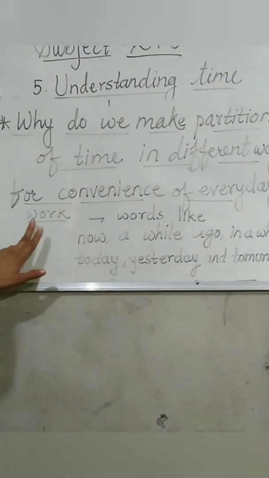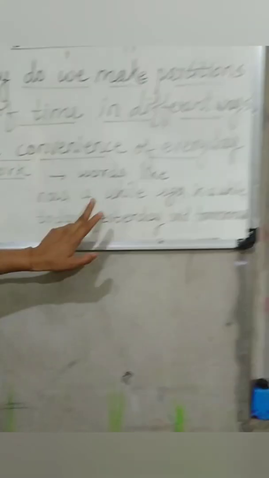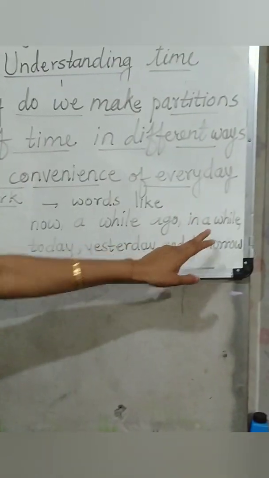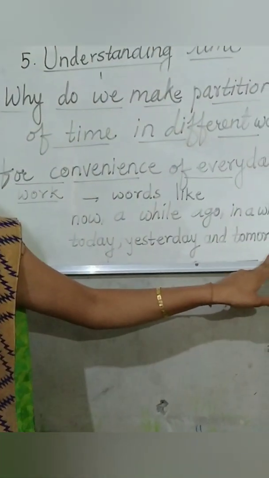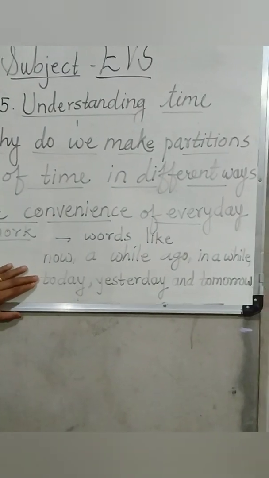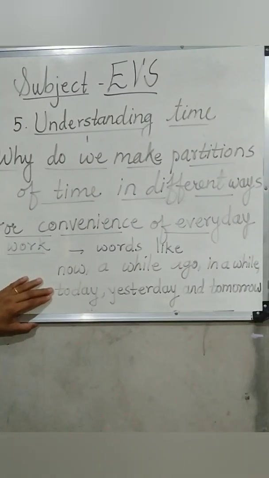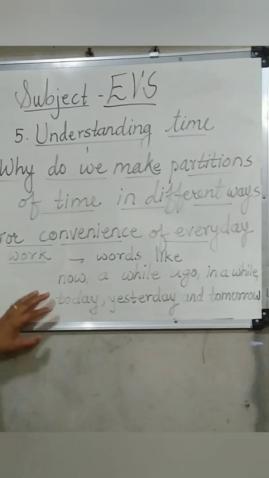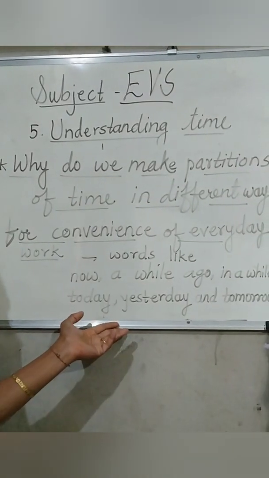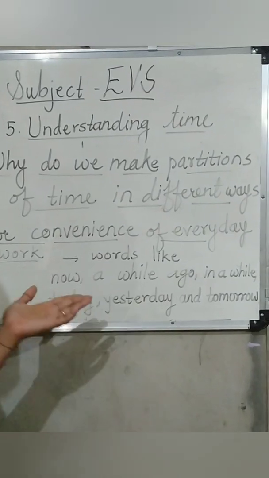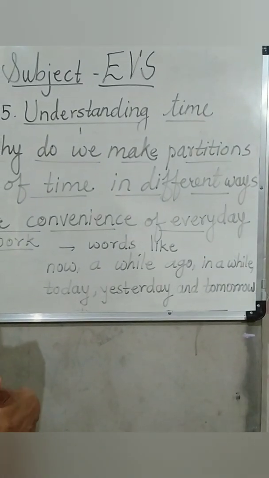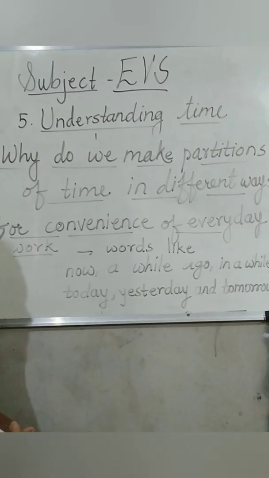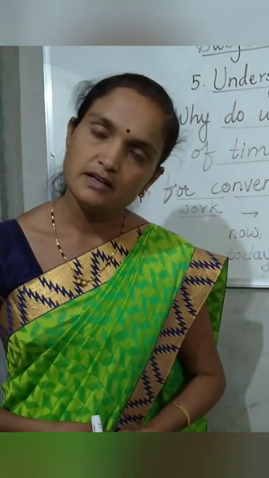So which words do we use? We are using words like now, a while ago, in a while, today, yesterday, and tomorrow. These words we are using to make the partitions of the time. When we are talking, we simply use these words. Why are we using these words? Because when we want to share something with someone, or we want to tell about our work, at that time we need to take the help of these words, and in this way we make the partitions of the time.